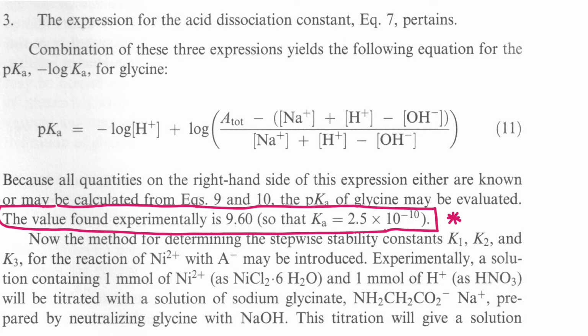Now, the solution containing 1 millimole of nickel 2 plus as NiCl2, 6H2O, and 1 mole H plus as HNO3 will be titrated with solution of sodium glycinate, which is A minus, NH2 CH2 COO minus Na plus. You prepare it by neutralizing the glycine with equivalent moles of sodium hydroxide, which you are going to prepare before the titration.